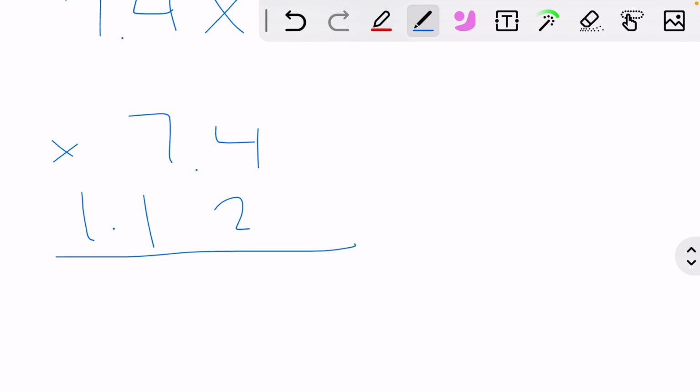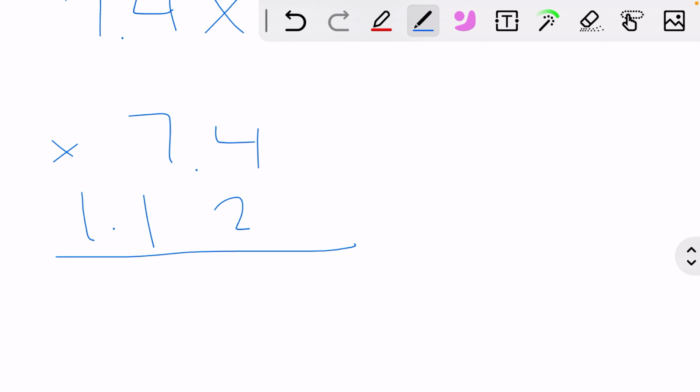So again, we don't have to line up the decimals like we do in addition. When you're adding or subtracting decimals, you do have to line up the decimal points. But when you're multiplying, you don't have to do that. We can do what we did last time. Let's just go through the multiplication first.